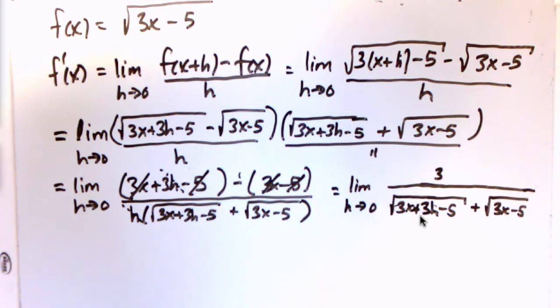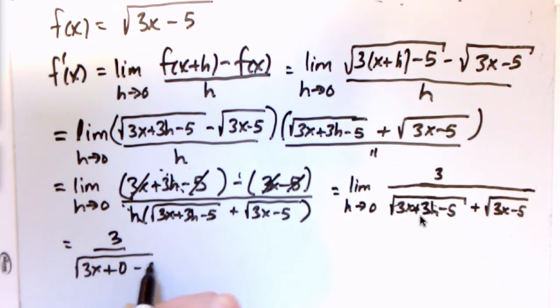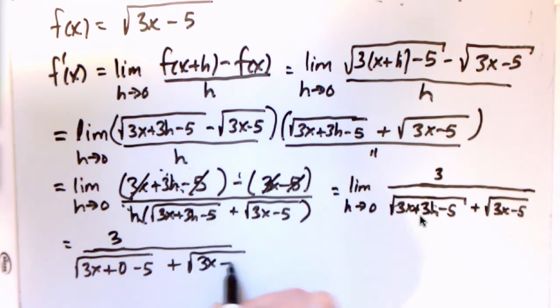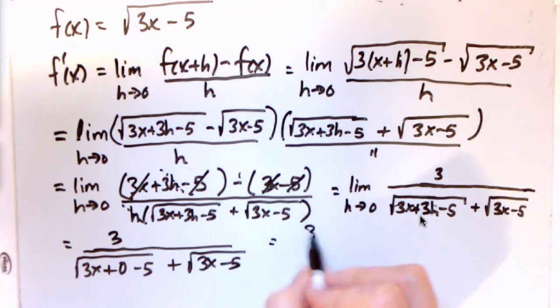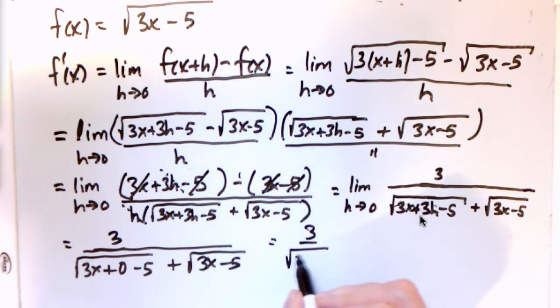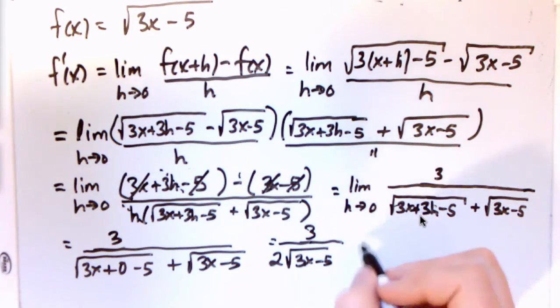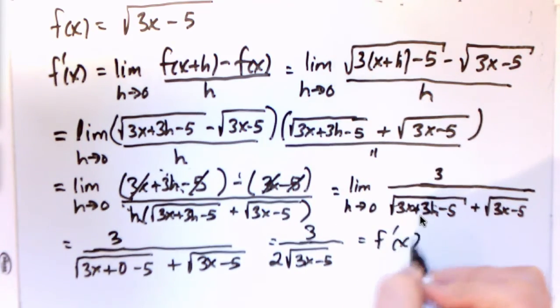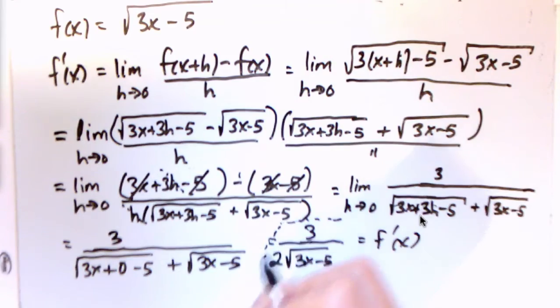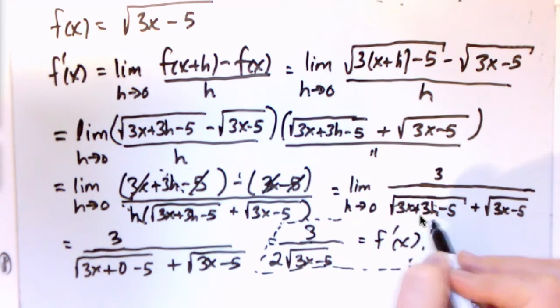Now we can use direct substitution. We're no longer dividing by 0 as h goes to 0. So we directly substitute 0 for h, and I get 3 over the square root of 3x minus 5. But now there are 2 of those, so we need a 2 here. So that's our derivation of the derivative for a square root function.